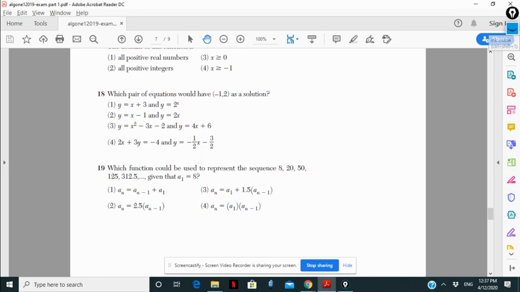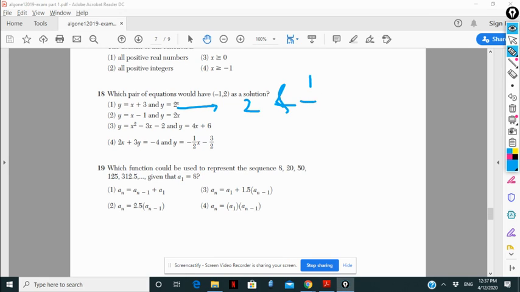Question number 18. Which pair of equations would have negative 1 and 2 as solutions? So we want to see which have these two solutions. For this one, when I plug in negative 1, the first one gives me 2, the second one gives me half. So this one is incorrect. Plugging in here, it gives me negative 2, negative 2. It doesn't give me the 2, so this is incorrect. I'm plugging in here.